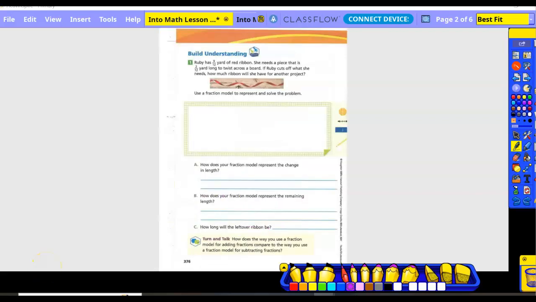Build understanding number 1. Ruby has 9/12 yard of red ribbon. She needs a piece that is 2/12 yards long to twist across a board. If Ruby cuts off what she needs, how much ribbon will she have for another project? So they want us to draw the fraction model again. So we're going to draw our 1 whole. Okay. How many pieces is the other one broken into? What's our denominator? So we have 9/12 of a yard. She needs the 2/12. And then how much ribbon will she have left for project? And then this is cuts off.